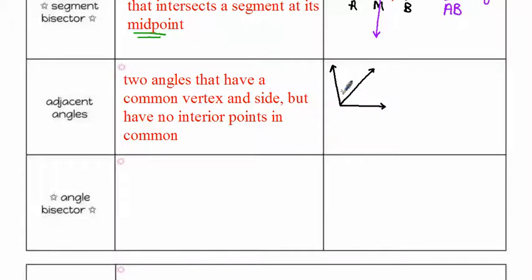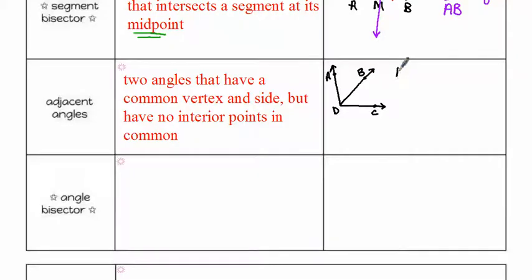Keep in mind, those two angles do not have to be congruent. It simply means that this middle ray has to be in the interior of this larger angle. So we're going to name some points here. Let's call this A, D, C, and B.